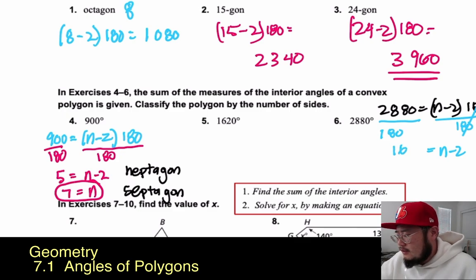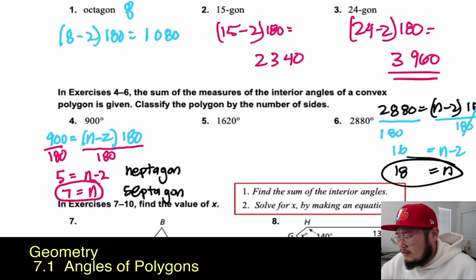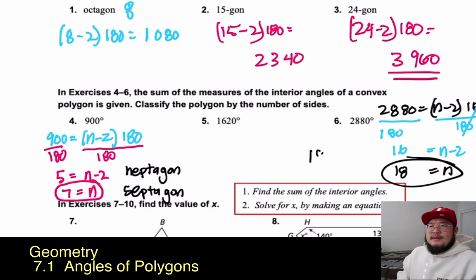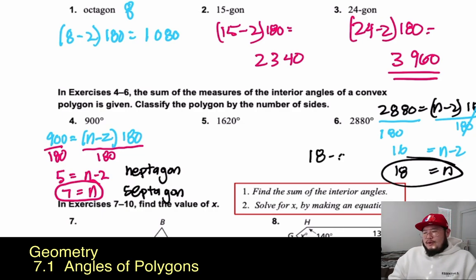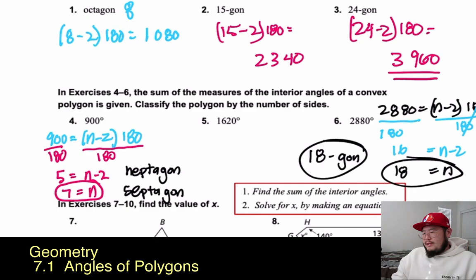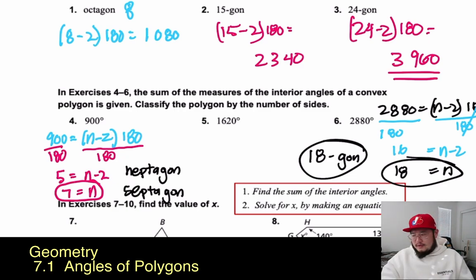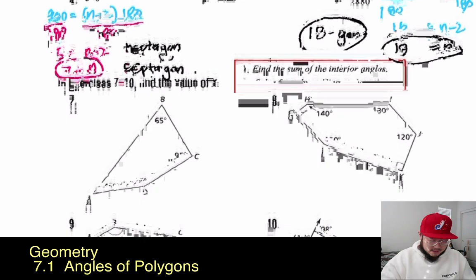So what do I do right here? In this instance, remember, anything above 12, you can go ahead and write the number, and we'll write 18. So we now know what the polygon is with interior angles of 2,880 degrees. Okay, let's go ahead and move on right here. We've got several different scenarios that we're going to look at when we take a look at number 7, 8, 9, and 10.